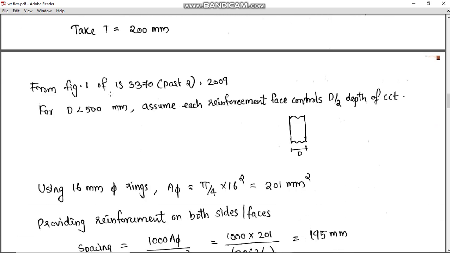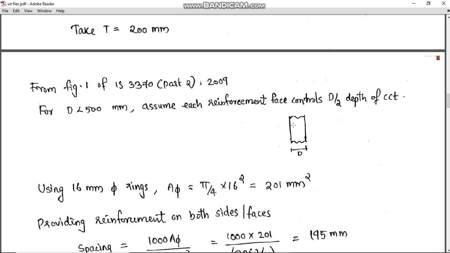Then from figure 1 of IS 3370 part 2, 2009, we have this figure in the IS code, that is for D less than 500 mm, D meaning the depth of the section. So consider this is the wall section. Then if depth is less than 500 mm, assume each reinforcement face controls D by 2 depth of concrete.